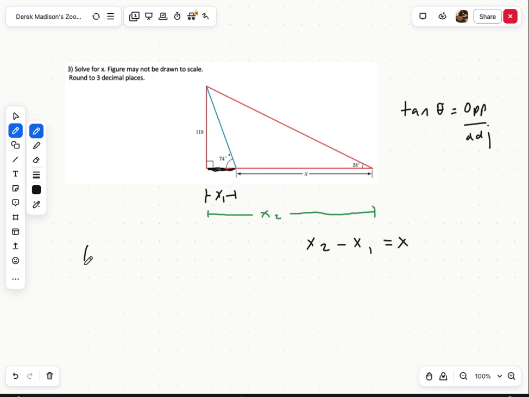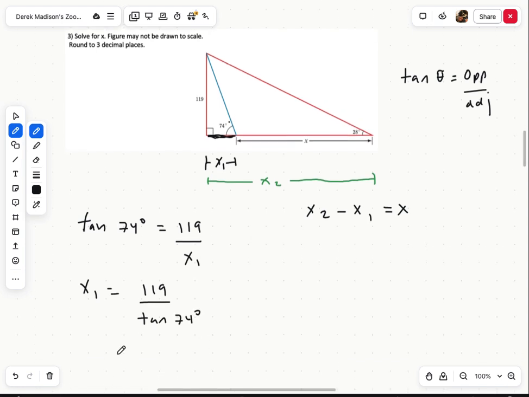So tangent of 74 degrees is going to equal the opposite, which is 119, over the adjacent side, which is the thing I want to know, which is x1. So I'll multiply that x1 up and divide the tangent down, and that's going to get me to x1 equals 119 divided by tangent of 74 degrees.